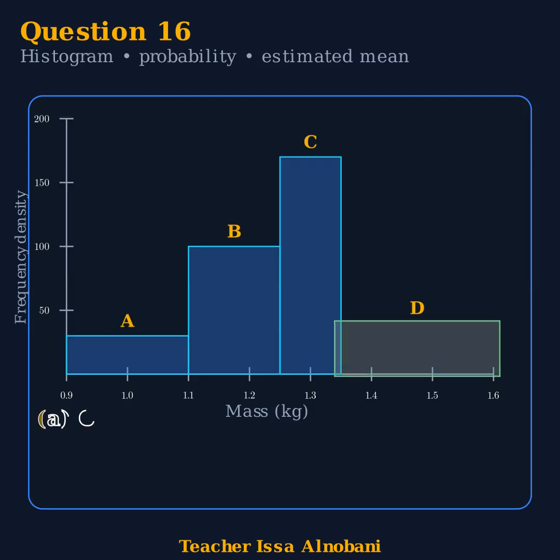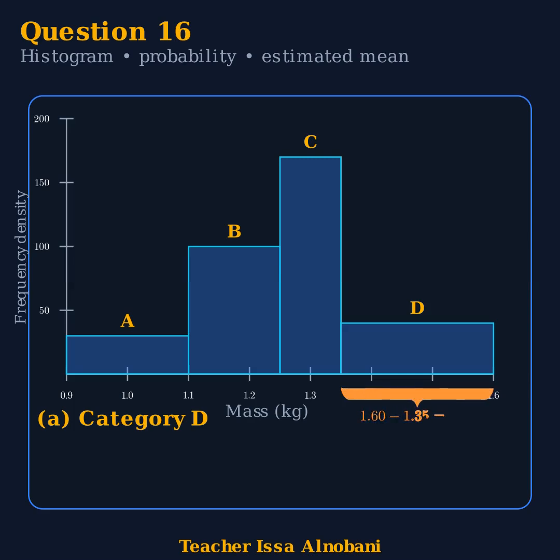In a histogram, frequency is not the height of the bar. Frequency equals class width multiplied by frequency density. For category D, the class interval is from 1.35 to 1.6. So the class width is 0.25. The frequency density is 40. 0.25 multiplied by 40 gives 10 coconuts.